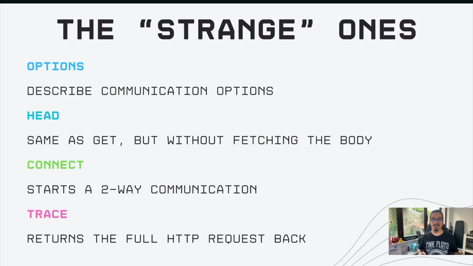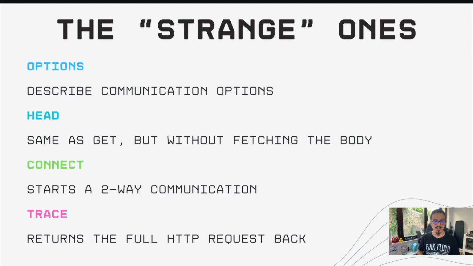And then we have the CONNECT one. The CONNECT method starts a two-way communication between the client and that specific resource. That could be used to create tunnels. Think like a VPN, for example. So that's the CONNECT method. It's not used that much. To be honest, I never used it in any APIs that I created so far.